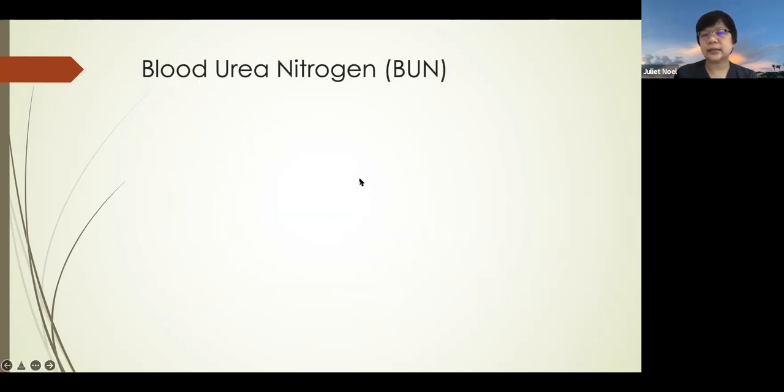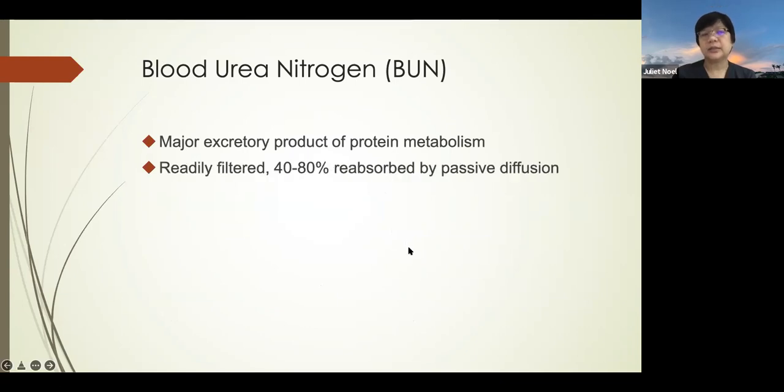Next test that can be used would be blood urea nitrogen. This is a major excretory product of protein metabolism. This is readily filtered. Unfortunately, it is also readily absorbed by passive diffusion, 40 to 80%. So it is very dependent on the state of hydration of a patient.